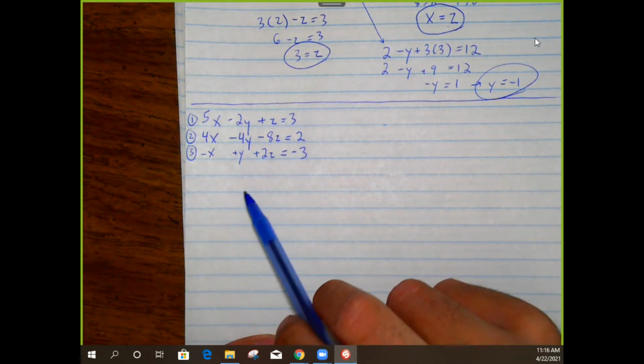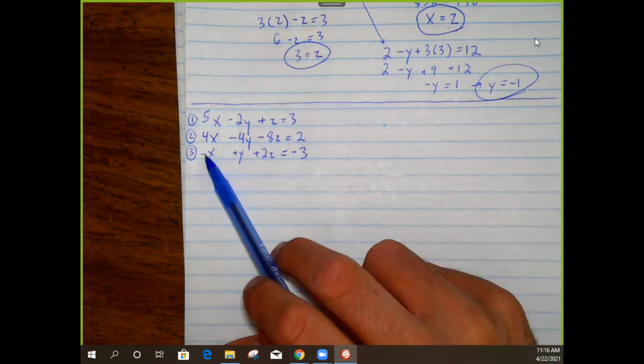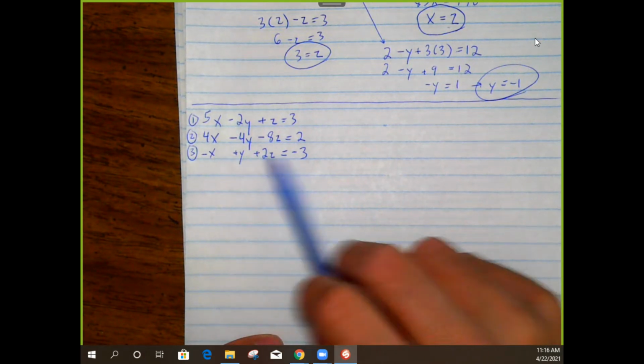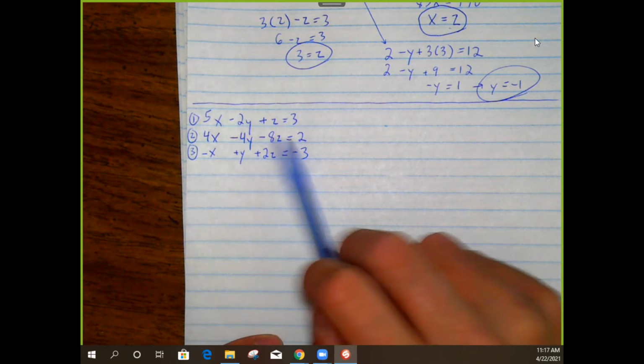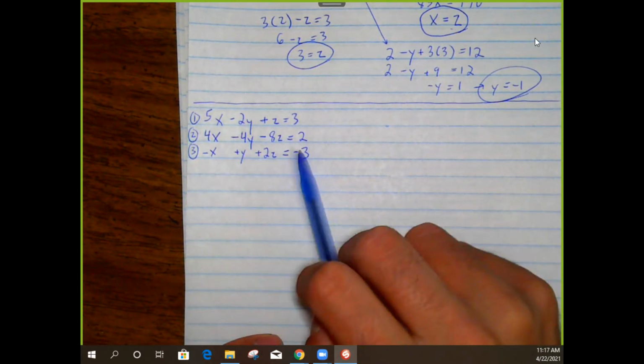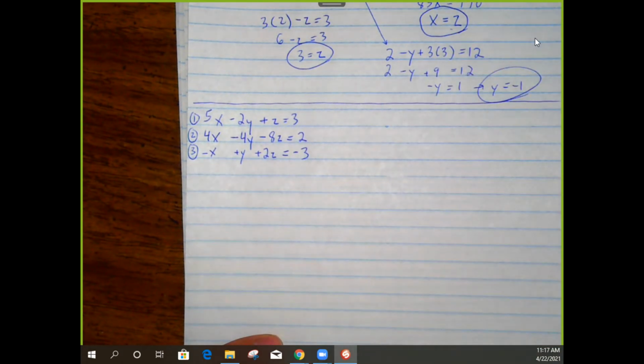So I think I'm going to eliminate x because I have this equation here where x already has a coefficient of -1. So if I multiply everything here by 4, I can add it to equation 2 and x is gone. And then if I multiply everything here by 5, I can add it to equation 1 and then x is gone. And then I'll have two new equations with only y and z.